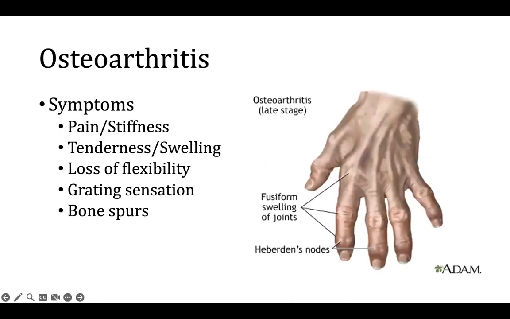Some of the symptoms for individuals with osteoarthritis, things like pain and stiffness is common at different joints. The same thing like with rheumatoid arthritis, getting out of bed in the morning can be really painful. Sometimes for people with osteoarthritis, the weather can also affect the arthritis. They may have tenderness and swelling, loss of flexibility, this grating sensation, so feeling like bone is rubbing against bone, and bone spurs. And so you can kind of see what that looks like in comparison. So a lot of swelling in the bones or at the joints, and then also they might have these nodes that develop at the joints as well.